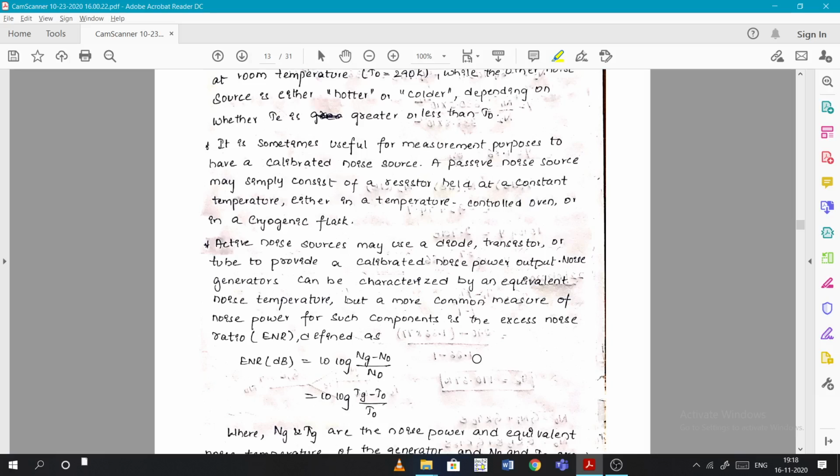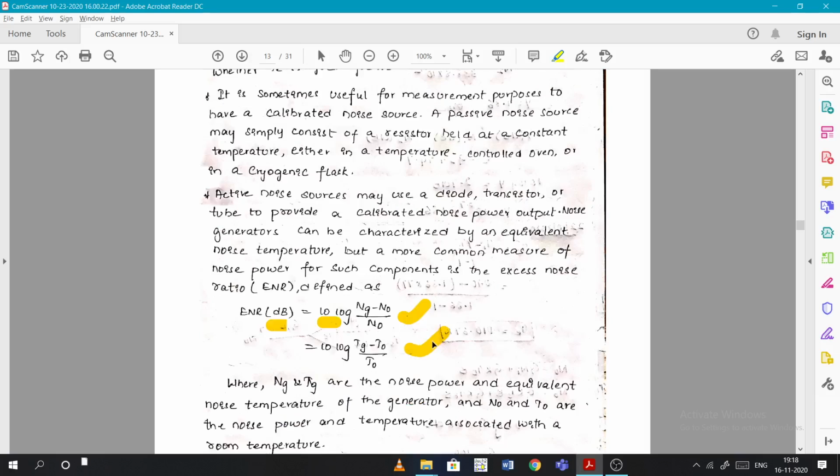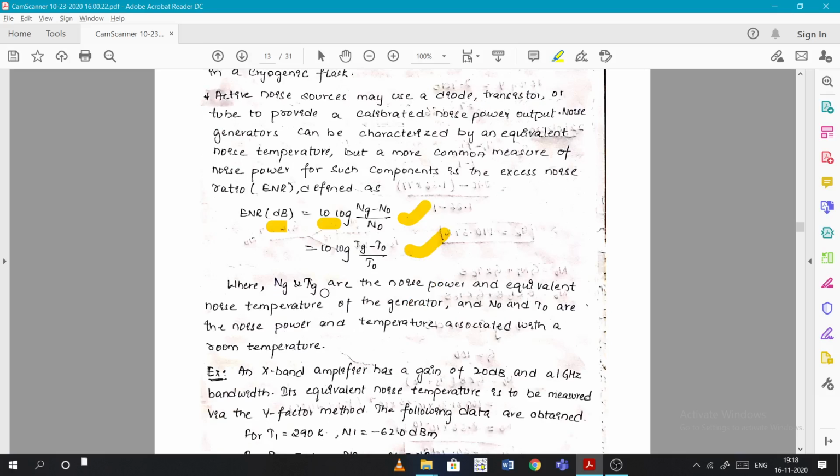That means how much it is deviated from the room temperature. How much it is deviated when the device is at room temperature, we call the excess noise ratio. Excess noise ratio in dB is formulated as 10 log (Ng minus n0) by n0. This is in terms of power; the same thing you can write in terms of temperature, that is 10 log (Tg minus T0) by T0. Ng and Tg are the noise power and equivalent noise temperature of a generator, and n0 and T0 are the noise power and temperature at room temperature.